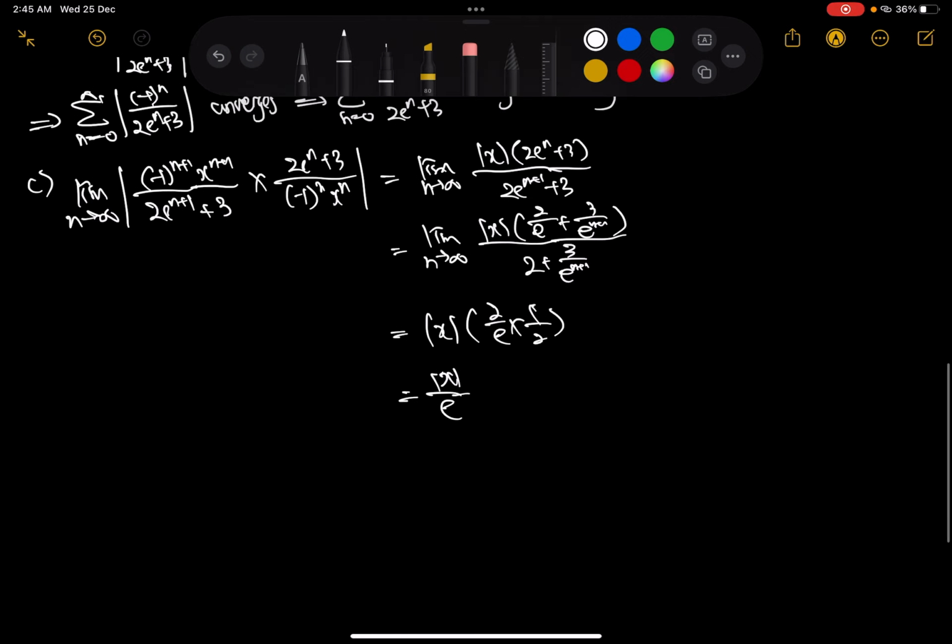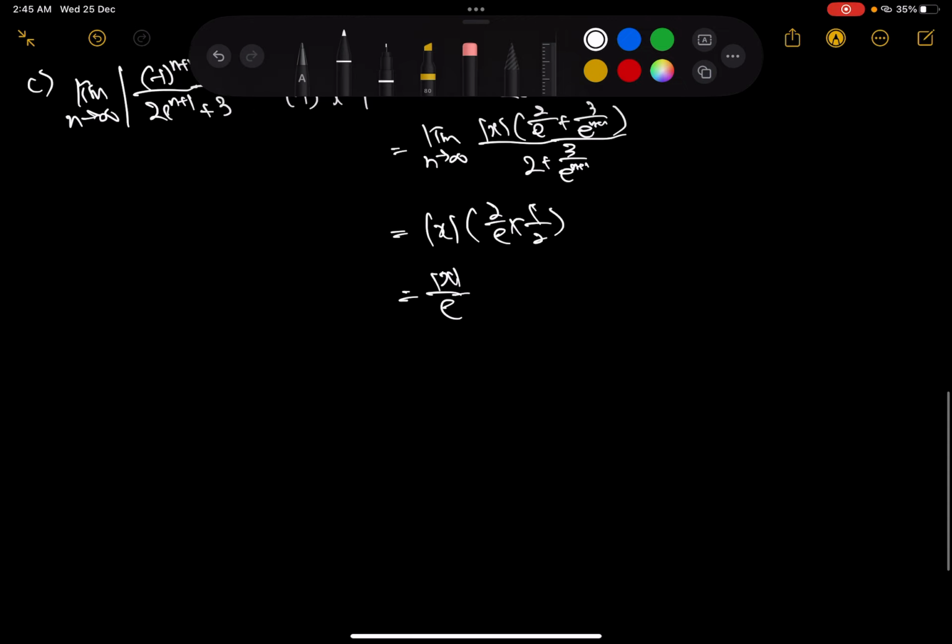The series converges when this limit is less than 1. When it gets to 1, the test doesn't work. When it's greater than 1, the series diverges. So when we need to find R, this series converges when it's less than 1, which implies negative e less than x less than e, which implies the radius of convergence is e.